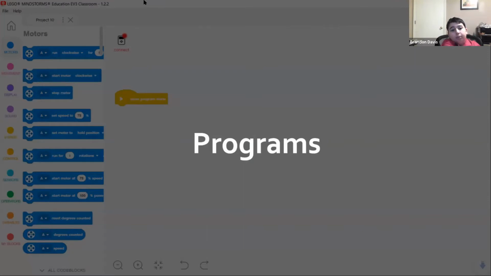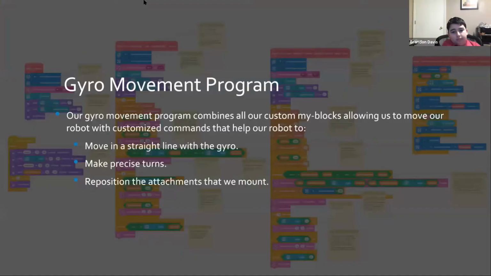This is our program, or these are our programs. First is a gyro movement program. Our gyro movement program combines all our custom My Blocks, allowing us to move our robot with customized commands that help our robot to move in a straight line with the gyro, make precise turns, and reposition the attachments that we mount.